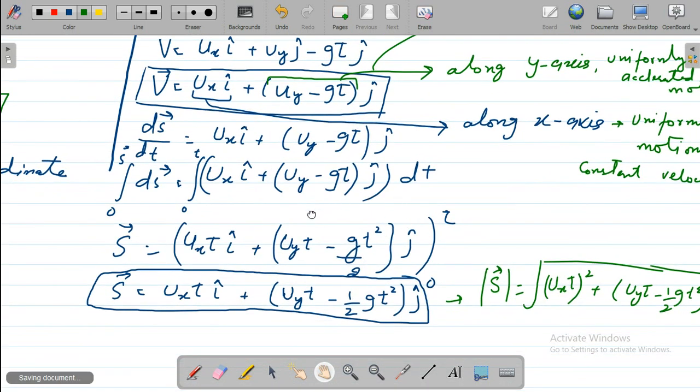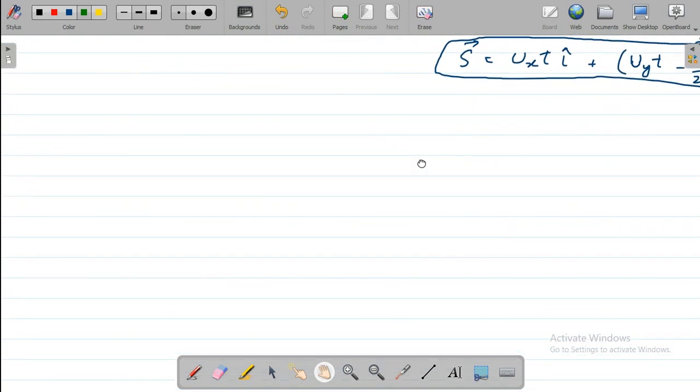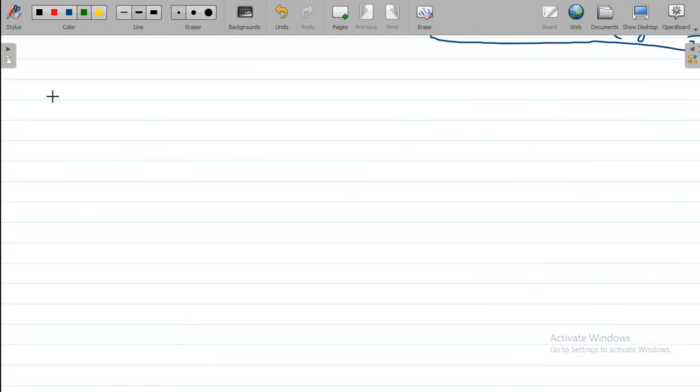Okay, let's discuss a question so that we can use these things, it will help us. So the question is like, a particle is projected with a velocity of 50 meter per second, making an angle of 37 degree with horizontal. If this is the horizontal, it's making an angle of 37 degree with horizontal.